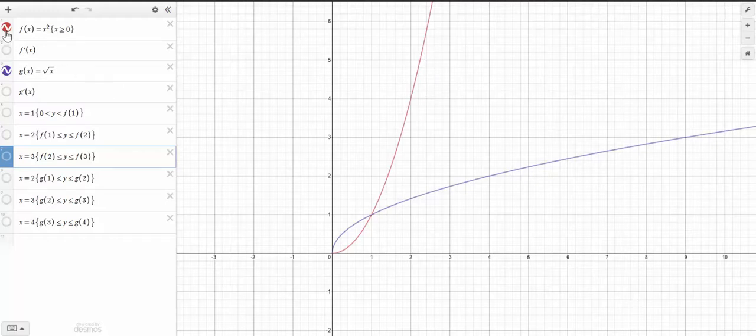Now, let's look at the second one down here. This one, first derivative is positive, because it's increasing. However, it's decreasing. The first derivative is positive, but it's decreasing. That means the second derivative is negative.